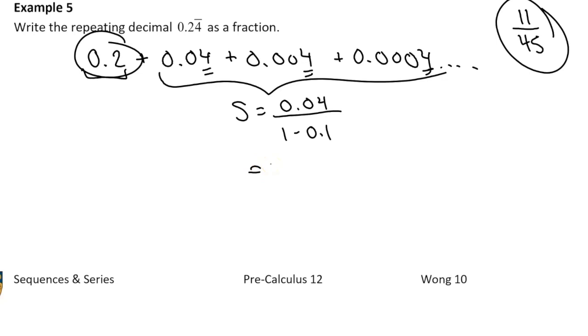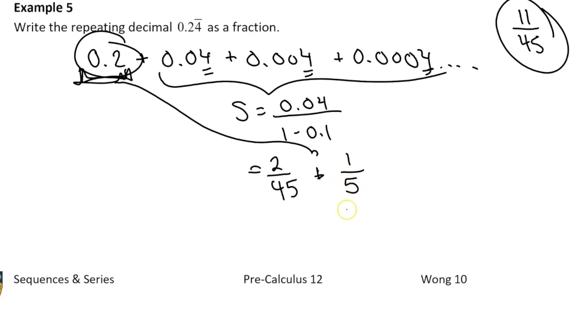0.04 divided by... you get 2/45. And then for this 0.2 part, if I take that and add 2/10, or instead of saying 0.2, if I wrote that as 1/5, and I get a common denominator, I could times this by 9, and then times this by 9, then I would get 2 over 45 plus 9 over 45, and that is going to add up to 11 over 45.